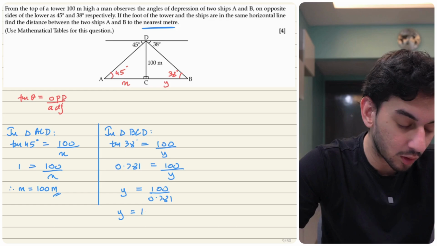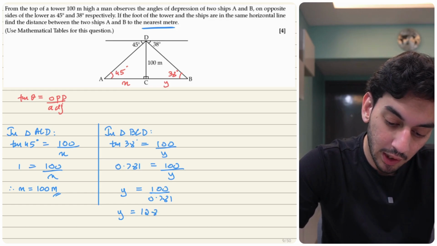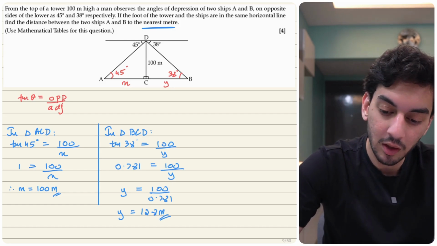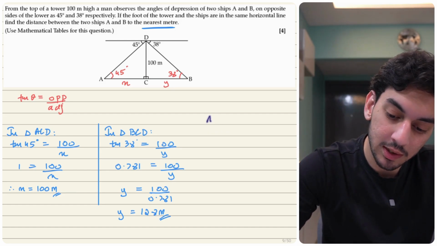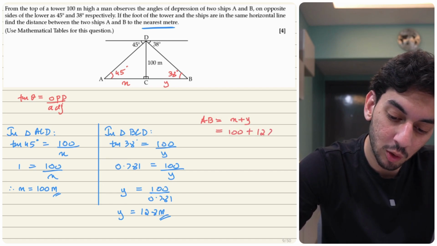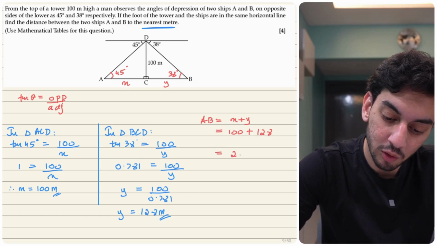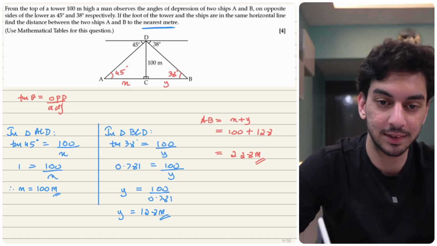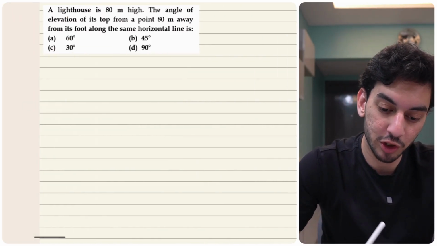So Y is equal to 128 meter. So if Y is 128 and X is 100, we can now say that the distance AB is actually equal to X plus Y, and that is equal to 100 plus 128, which is equal to 228 meters. Very easy. Nice. Let's move ahead to the next question.